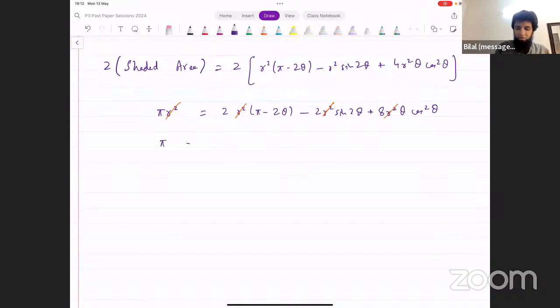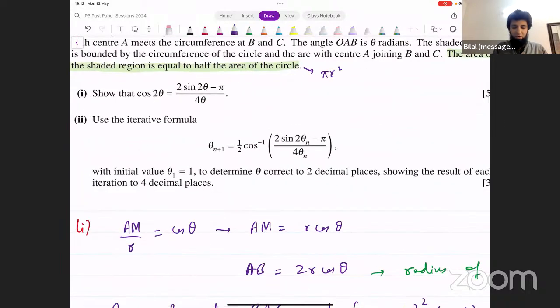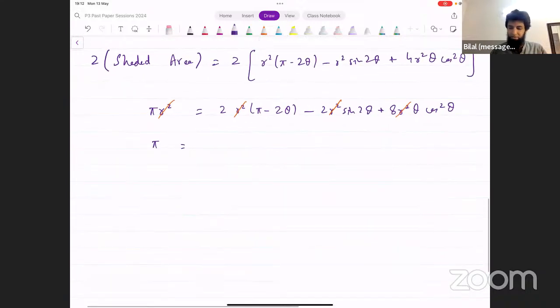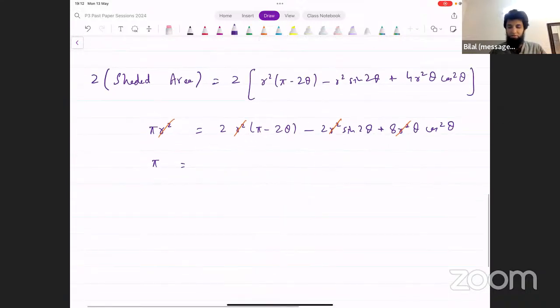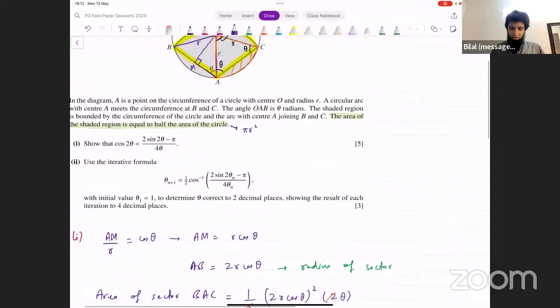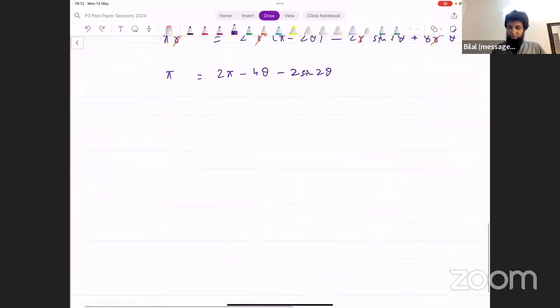And now we look at what we want at the end. At the end, we want cos 2 theta on one side, pi on the other side, sine 2 theta on the other side. So keep that in mind. You want to make cos 2 theta the subject. Do you have cos 2 theta here? Yes, we have cos square theta, we don't have cos 2 theta. Now we'll figure out what to do with that. 2 pi minus 4 theta minus 2 sine 2 theta. So we have sine of 2 theta, but we don't have cos 2 theta. We'll do something about that.